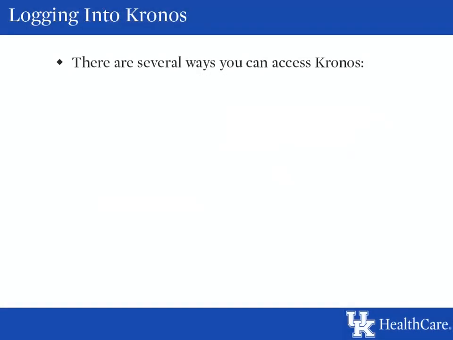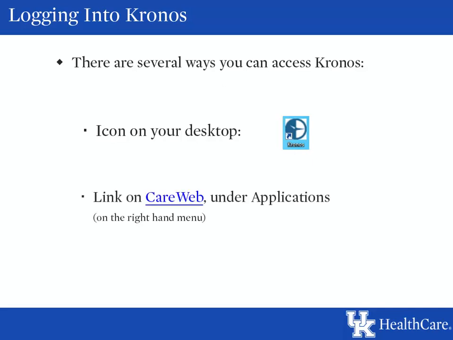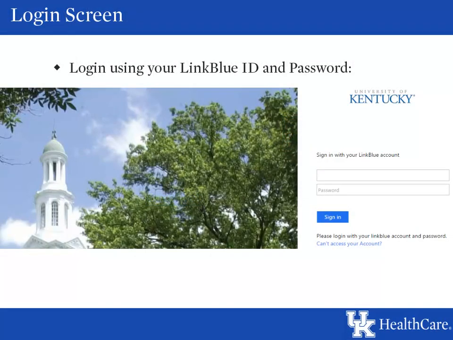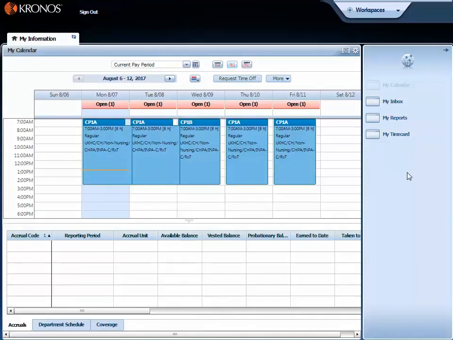There are several ways to log into Kronos. Look for the Kronos icon on your desktop. There is also a Kronos link on CareWeb, under Applications on the right-hand menu. Log into Kronos with your linked Blue ID and password. Then press Enter on the keyboard or click the Sign In button. If you have issues logging in, please contact the service desk at 323-8586. We will do a brief navigation overview before creating time-off requests.